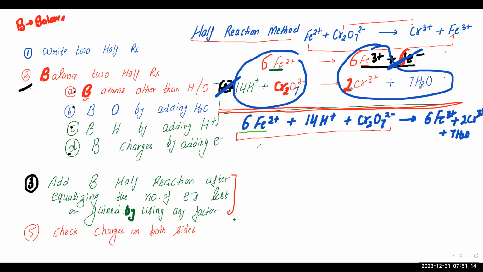6 times 2 plus, 14 times 1 plus, 1 time 2 minus. How much is this total? Is it plus 18? No. Plus 24. Dhruv is saying 24. Yeah.